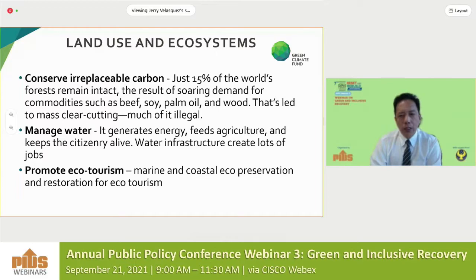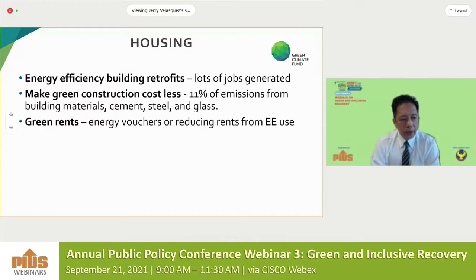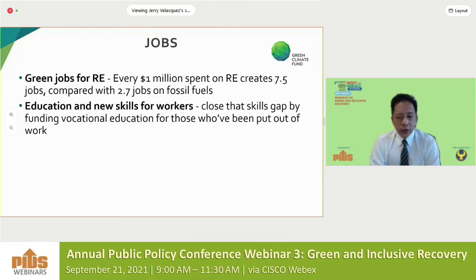Housing, energy-efficient building retrofits, because it is shovel-ready. You can generate a lot of jobs, and it can be done quickly. Make green construction cost less. 11% of emissions are from building materials: cement, steel, and glass. Green jobs in renewable energy: $1 million of investment in renewable energy creates 7.5 jobs as compared to 2.7 jobs in the fossil fuel industry.